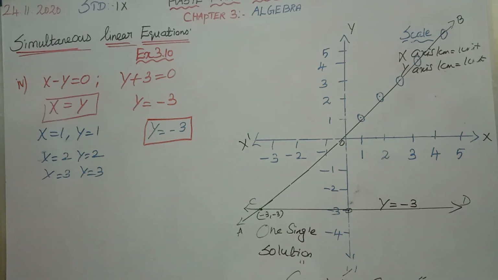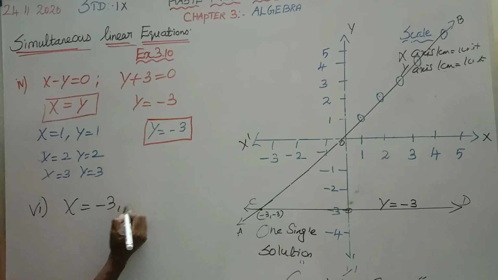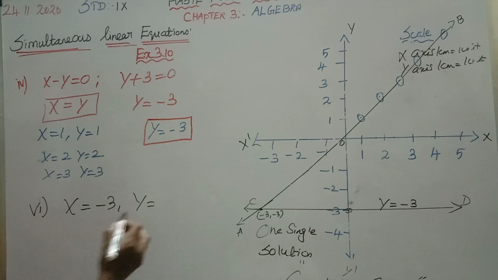Next, another sum, your 6th sum. As usual they have given the solution itself. What have they given in the 6th sum? X is equal to minus 3, then y equal to 3.